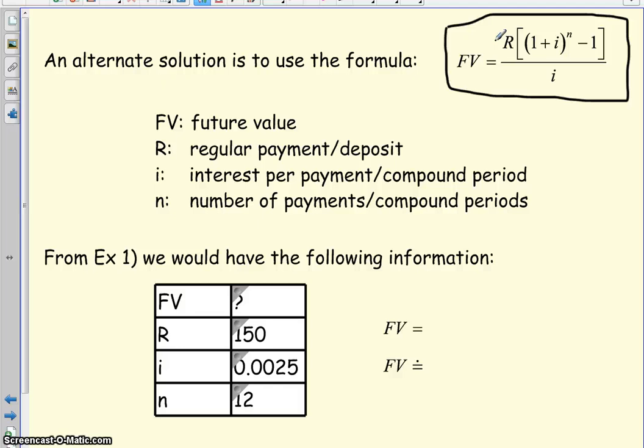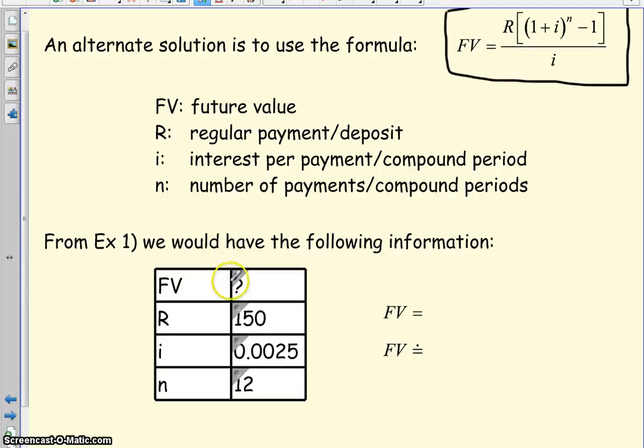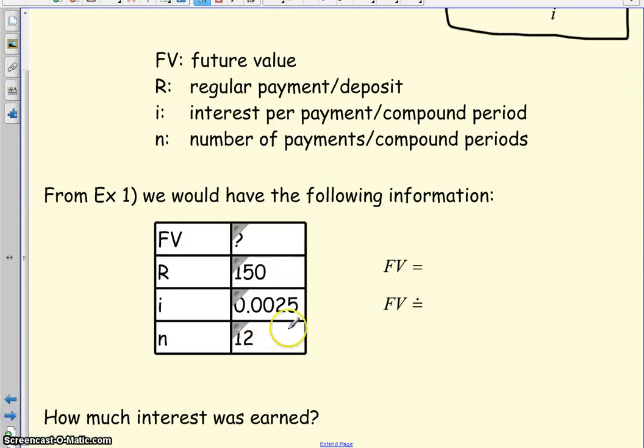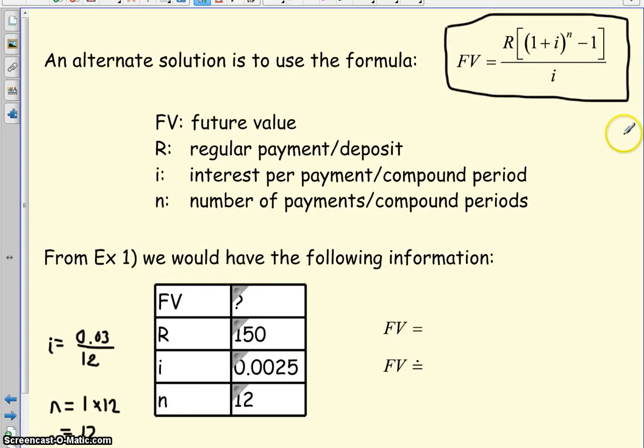Okay, so we can redo this exact same example using all the same information just by plugging into a formula. So the future value is what we're looking for, how much the investment is worth. If we go back to this, we're investing $150 every single month. It's 3% compounded monthly, and it's for 1 year. So again, the 3% compounded monthly, you take 0.03 and divide it by 12, which gives you 0.0025, and N is 1 year, but there's 12 compounding periods in a year, so you wind up with N being 12. And if you have all that, you can run everything through the formula and calculate the future value much easier.